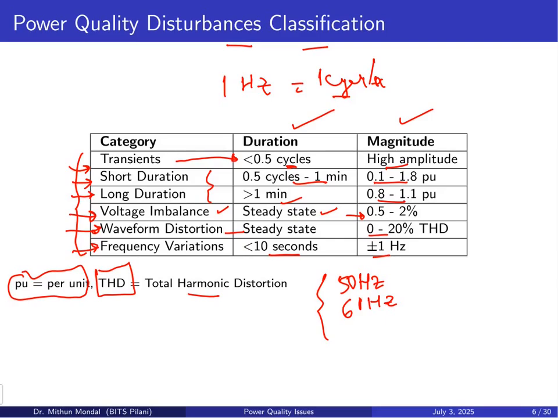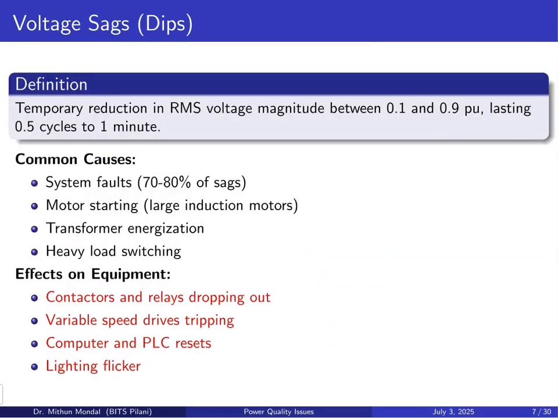So they are basically defined to estimate the quality of the power in terms of the voltage magnitude, the waveform, or the frequency, and so on and so forth. Now let us discuss these issues one by one. The first one we will discuss is the voltage sag or the voltage dip, and we define it as a temporary reduction in the RMS, that is the root mean square, voltage magnitude between 0.1 and 0.9 per unit lasting for 0.5 cycle to 1 minute.